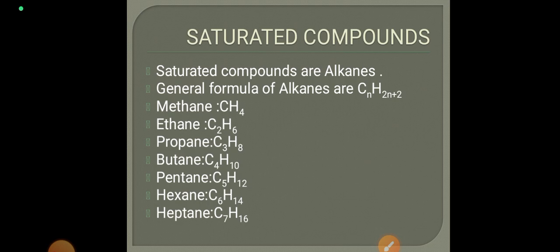So every member of the alkanes, methane, ethane, propane, differs by a CH2 unit. Because they differ by a CH2 unit, students, their physical properties also vary, for example melting point, boiling point, density, viscosity. All these physical parameters differ because their molecular mass goes on increasing. So this is about the saturated compounds.